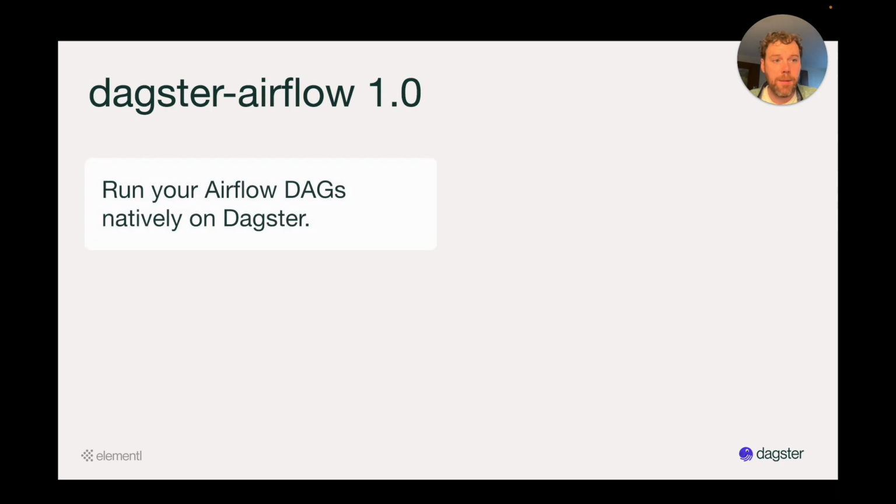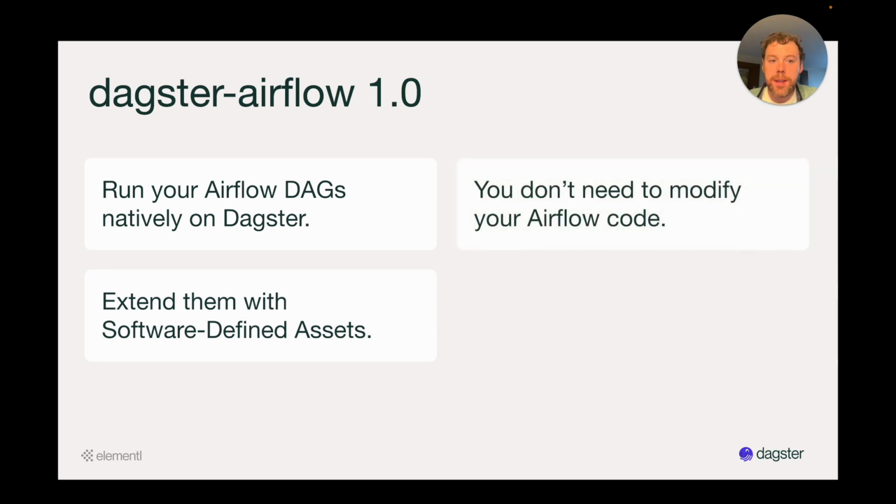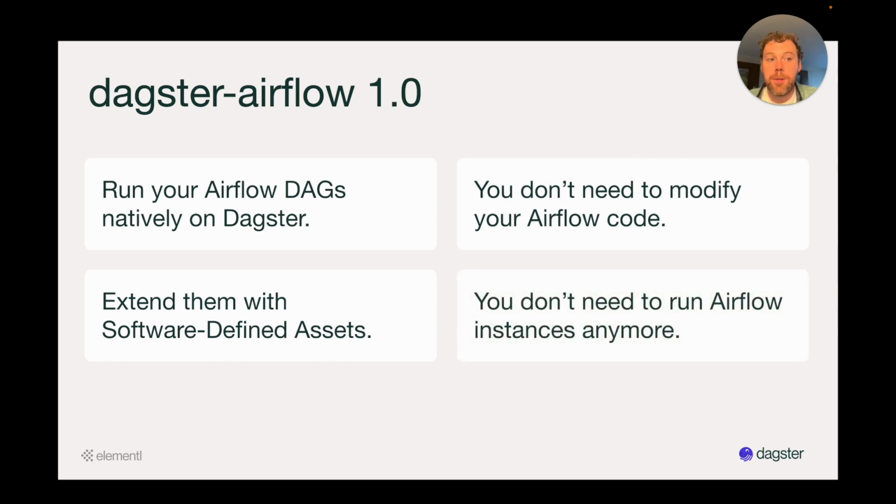So with dagster-airflow 1.0, you run your Airflow DAGs natively on Dagster. You can extend them with software-defined assets. So you're not only running your existing Airflow code on Dagster, you can build on top of it and reuse it. You don't need to modify your Airflow code at all. And you don't need to run your old Airflow instances either. So this runs entirely within Dagster.